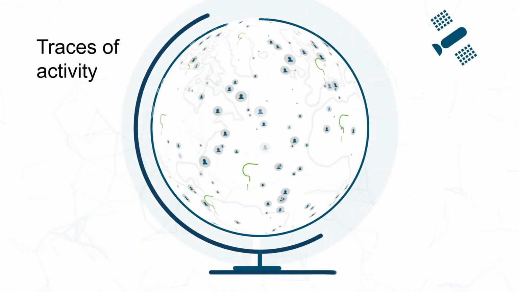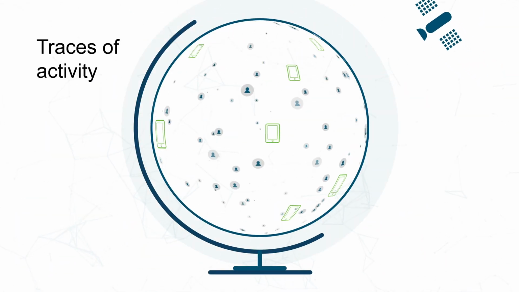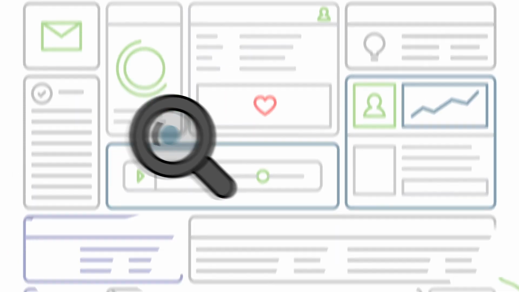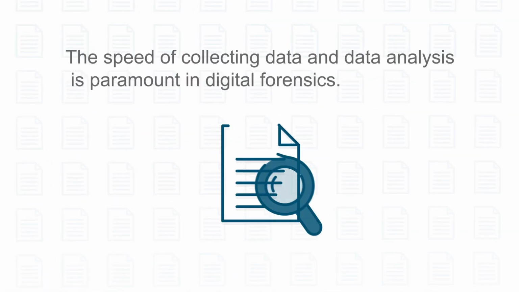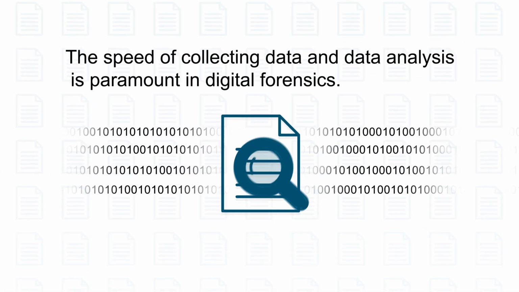Mobile devices leave traces of activity. These traces of activity can help investigators solve crimes such as homicide, child exploitation, and drug trafficking. The speed of collecting data and the depth of data analysis is paramount in digital forensics. This is where GrayKey can help.